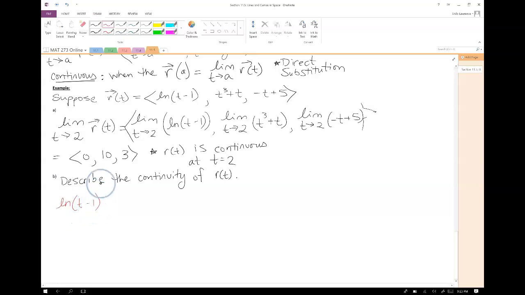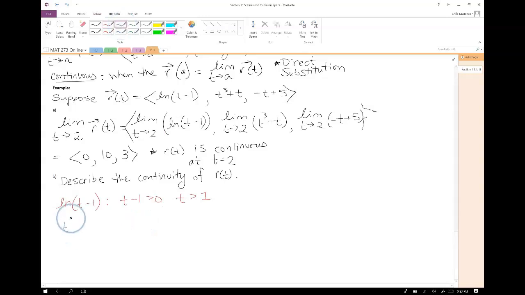So for natural log of t minus 1, which is our first component, we're only allowed to take the natural log of values that are greater than 0. So t minus 1 must be greater than 0. And if we solve that, we get that t must be greater than 1. If we were to try to plug a t value less than 1 into this component function, we would have an undefined x-coordinate. We would have a problem.